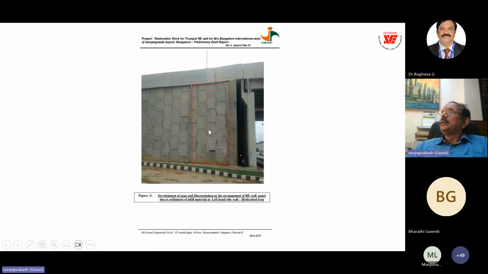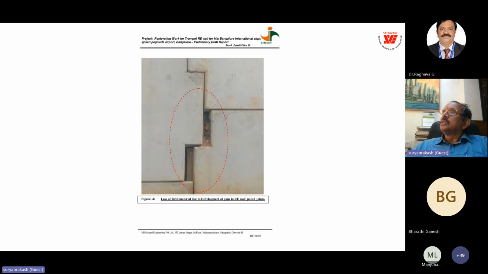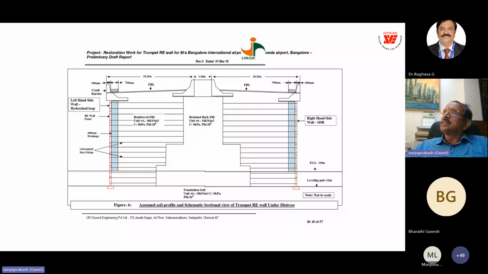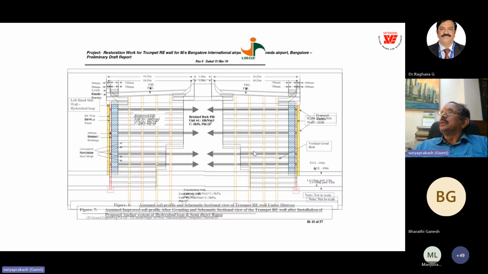And this is happening in many cases. After we did this work, we came to know that most of the RE walls are failing due to inadequate detailing and inadequate nailing. So these are all the things, and we had to restore this by doing the anchorage again and restore this work.